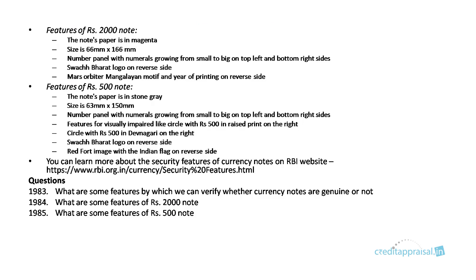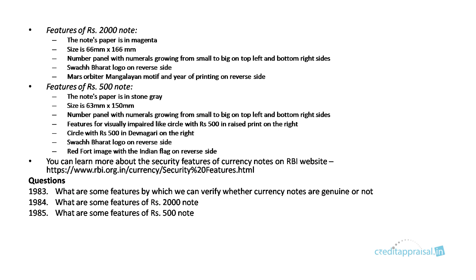Besides these security features, there are also some general features you should know. For the 2000 rupee note, the note's paper is magenta, the size is 66 into 166 mm, and in the number panel, the numerals grow in size from small to big on the top left and bottom right. Then there will be a Swachh Bharat logo on the reverse side, and the Mars Orbiter Mangalyan motif and year of printing will be on the reverse side.